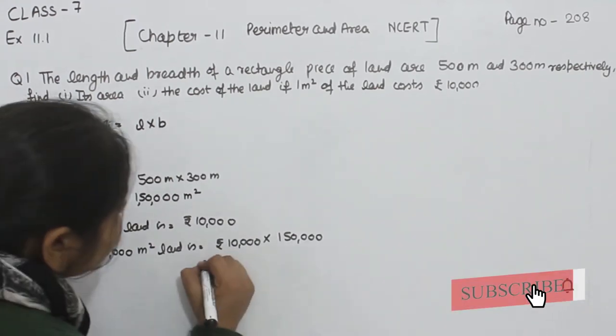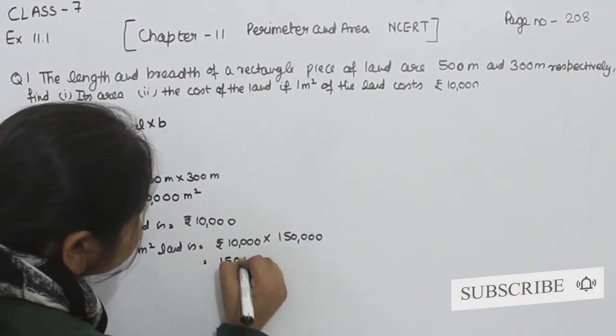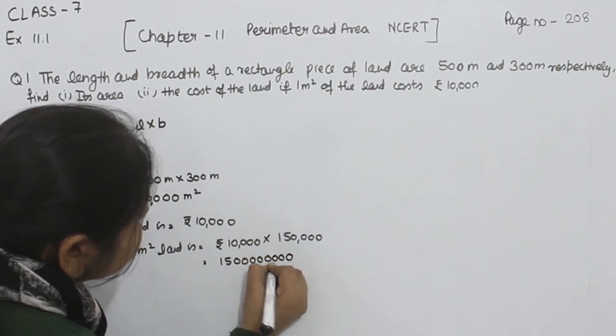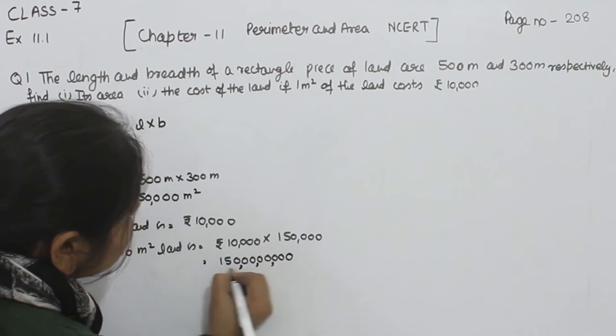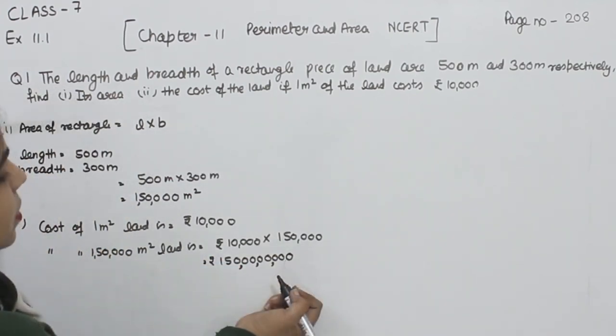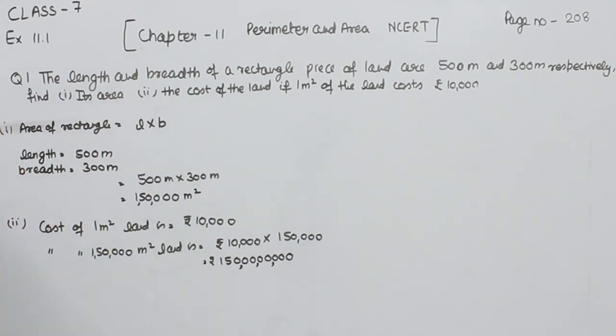So this is the answer we are having. So the answer is 150 crore. So the cost of the land is 150 crore.